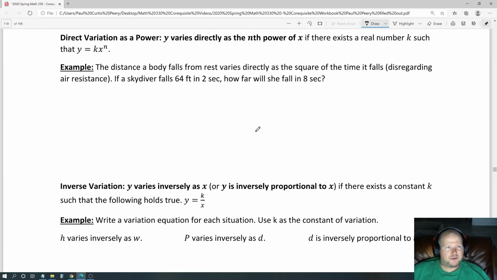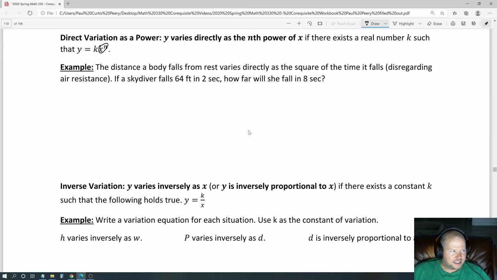Okay, direct variation as a power: y varies directly as the nth power of x. Now, variation can be direct, but it can be direct to something to another power. It can be directly as the square, directly as the cube. That's what they mean by the nth power: it can be directly as that variable to some other power other than 1. Okay, so let's try one. The distance a body falls from rest varies directly as the square of the time it falls.